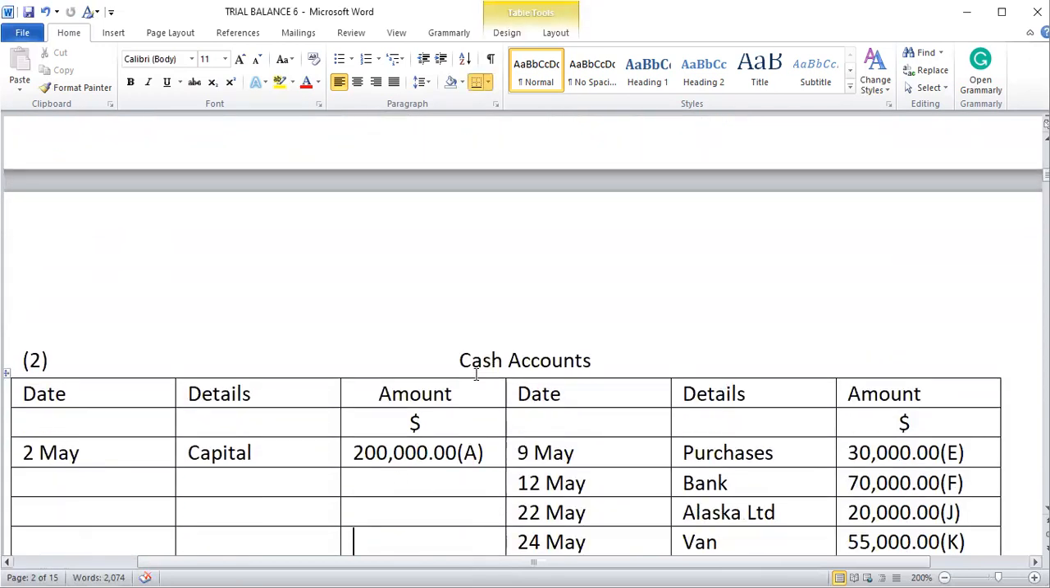So when we come to the cash account, it has been debited, that's on the left-hand side. So we have date, 2nd May, details, capital. The amount involved is $200,000. A means that is the first one.